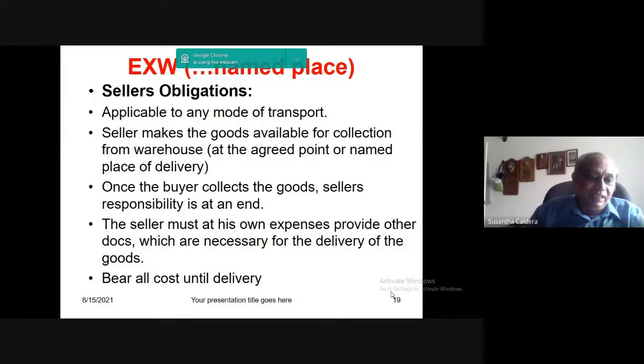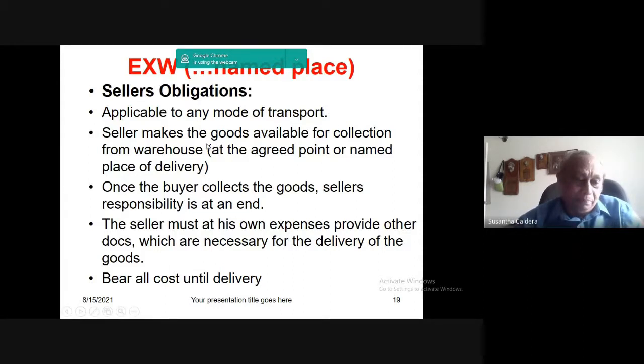DAT is not there, it is DAP, not DAT. DAT was omitted, and they introduced DPU. Right. Okay.